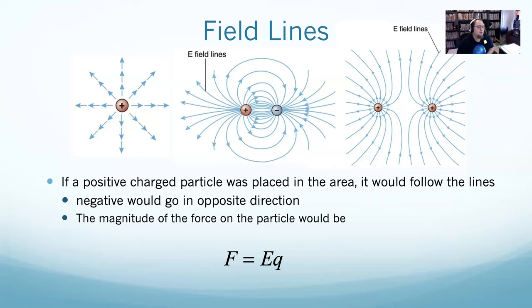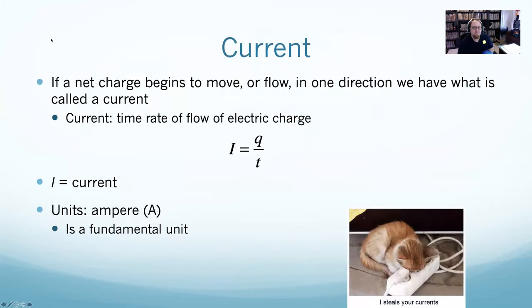However, if you apply a force to an electron, it's going to accelerate. F equals ma. So if you give an electron some force, it's going to move. And we can talk about what happens when electrons move. If the net total charge, not necessarily each electron, begins to move, you have what is called a current.